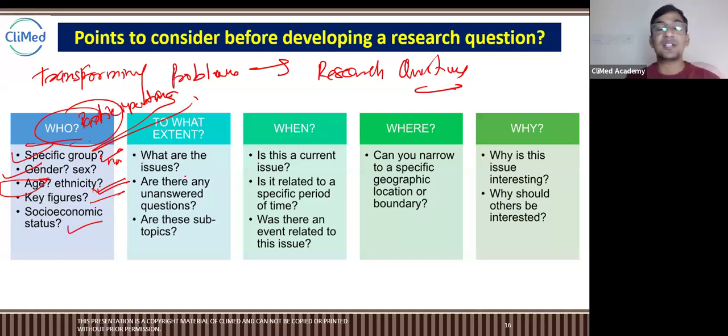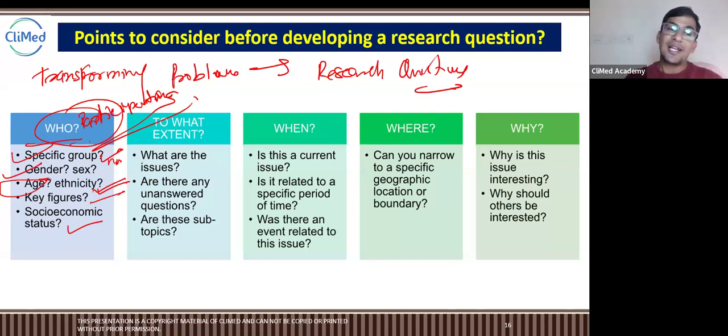Key figures means the demographics and all. Socioeconomic status means like what is the average income, the education, the occupation. Those things come under the socioeconomic status. It depends on each research question; each clinical research question must have these things.